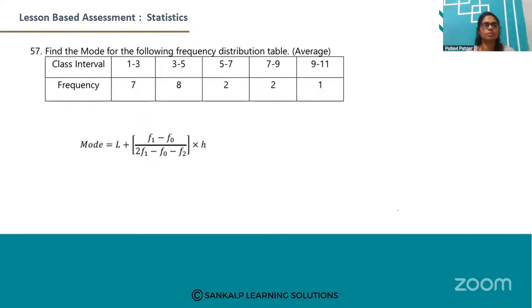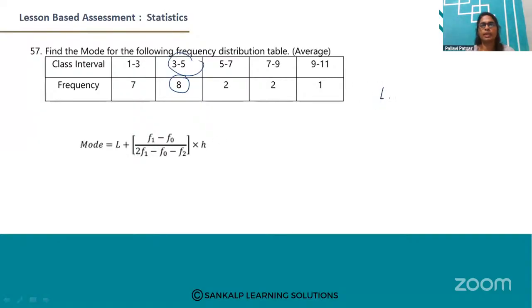Look at question number 57. Find the mode for the following frequency distribution table. Here the highest frequency is 8, which corresponds to the class interval 3 to 5. So this is the modal class. From the modal class, we identify the following values: F1, F0, L and H.